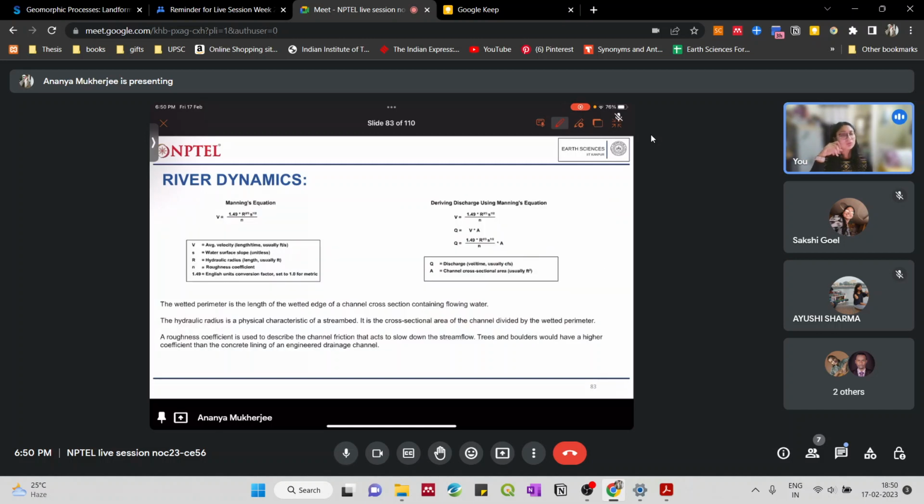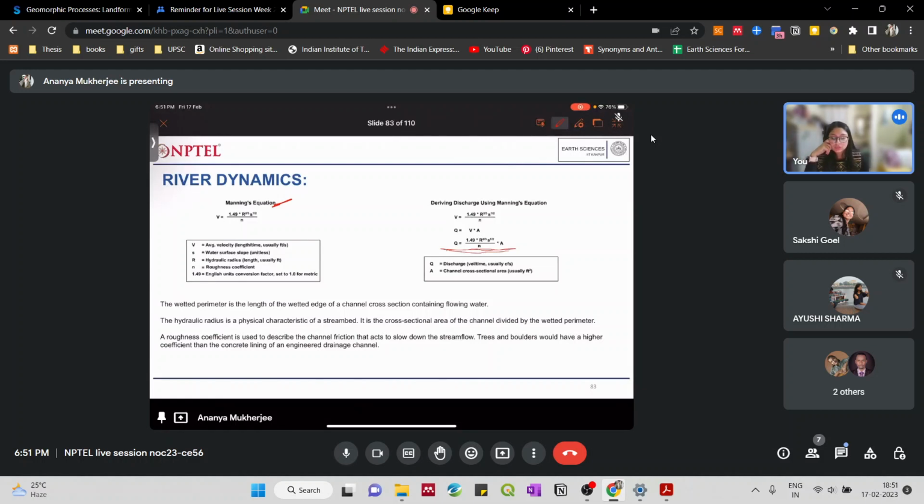So now we come to a few mathematical equations that are going to help you understand how we can work out the velocity of the river channel at one point, and how much discharge there is in the river channel at a certain time. So we use Manning's equation. Using Manning's equation, we can calculate the discharge, that is the volume of water that is flowing across the river at one particular time.